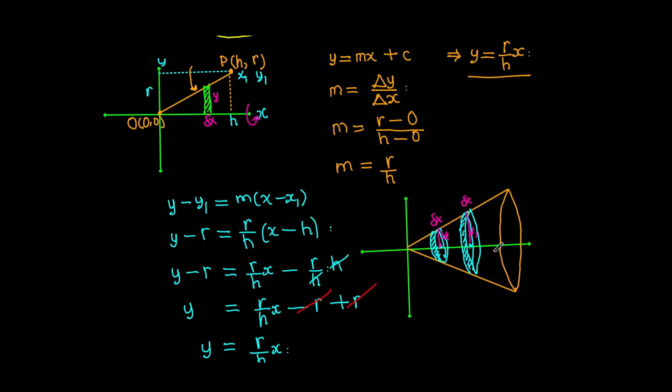So we have here delta x, and the distance from 0 up to this point is h, the height of this cone. Now what do we do next? So let's move on and approximate this area.